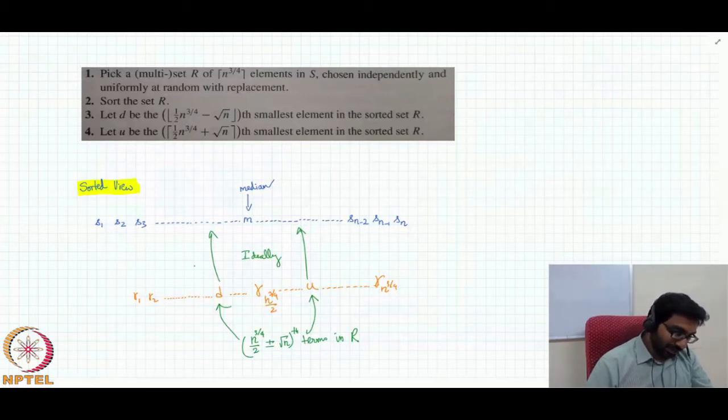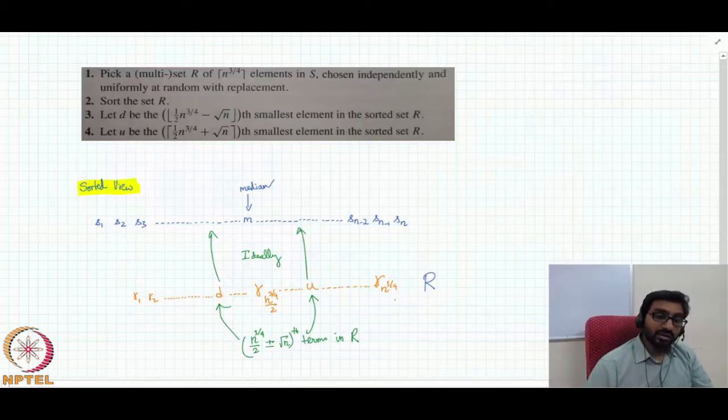And the median M is the middle element over there. And we are sampling a multiset R, which is this one over here. This is the multiset R, and we're actually sorting R. So once we sort R, it's going to appear as R1, R2, and so on up to R n to the 3/4. Why? Because the set R has cardinality n to the 3/4. Okay, this set R itself has a median, and that is this element over here.